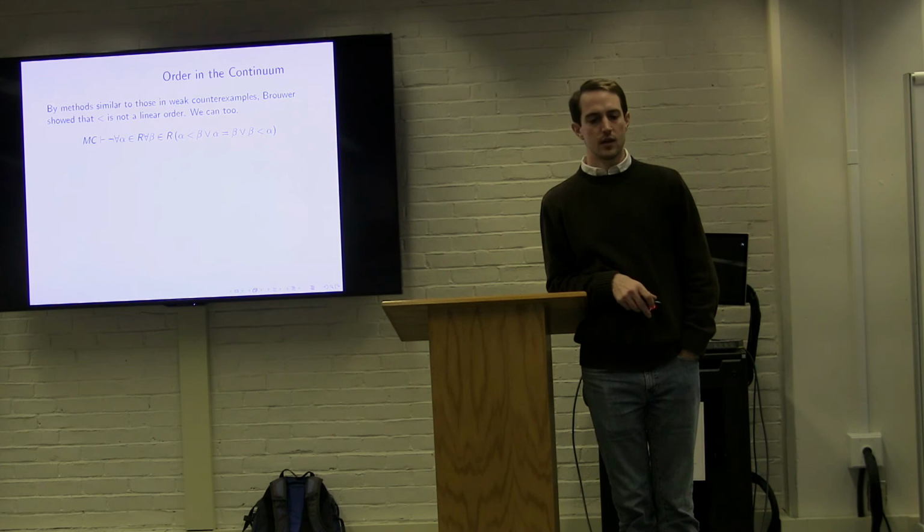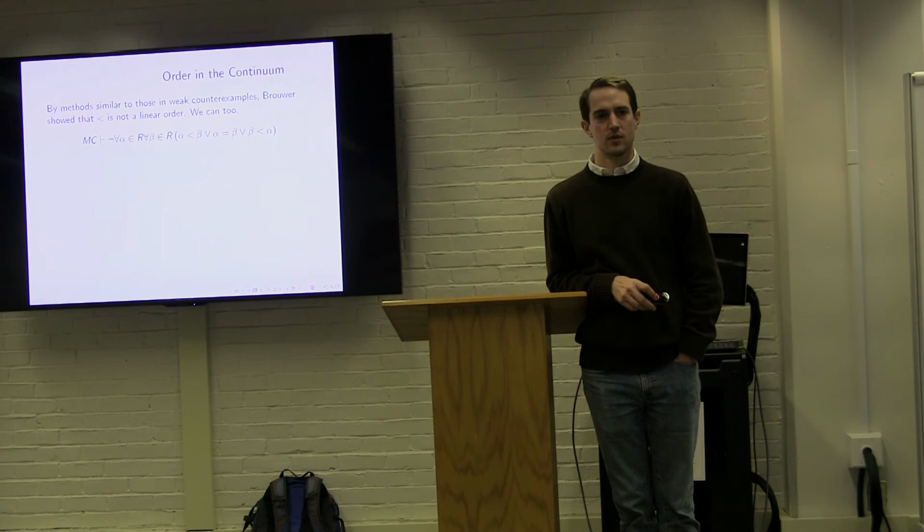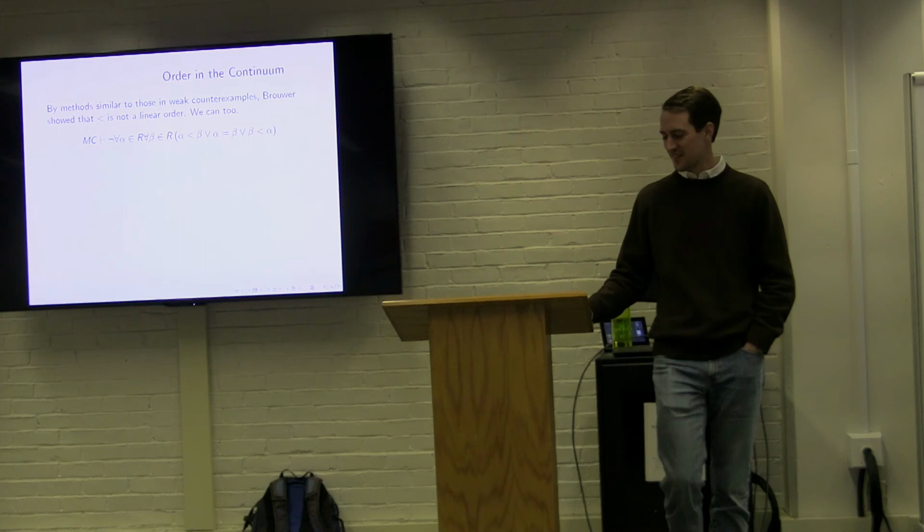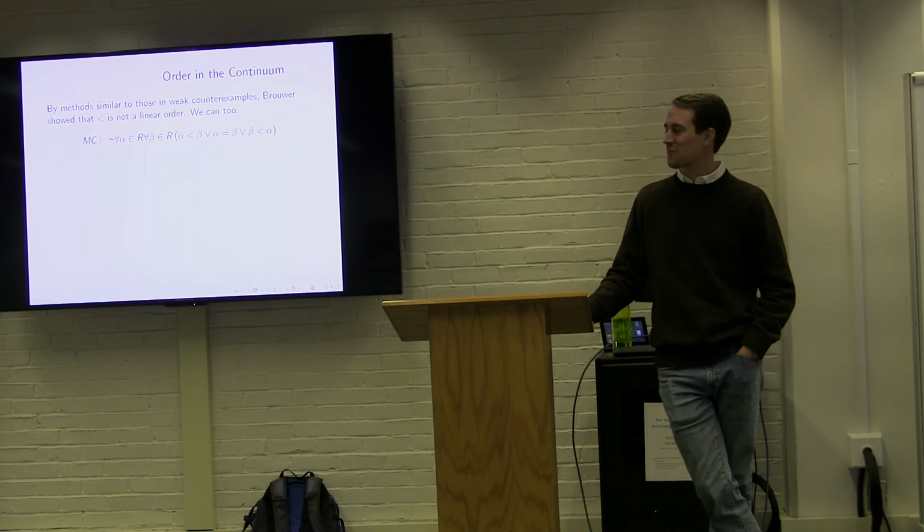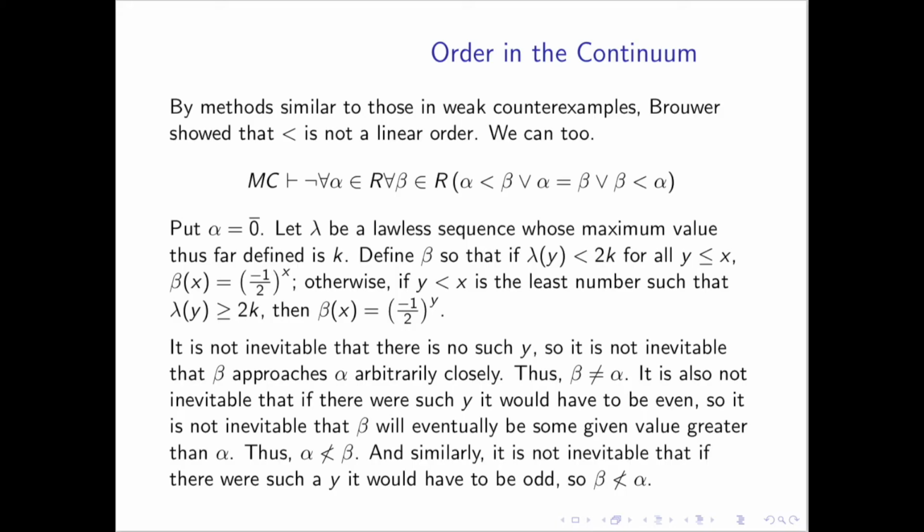Oh, I didn't know that he knew Kripke. Some people have wisely suggested it be called the Brauer-Kripke schema. I don't know that I need to run through all the details of this argument, but it's kind of similar to the one we just saw.